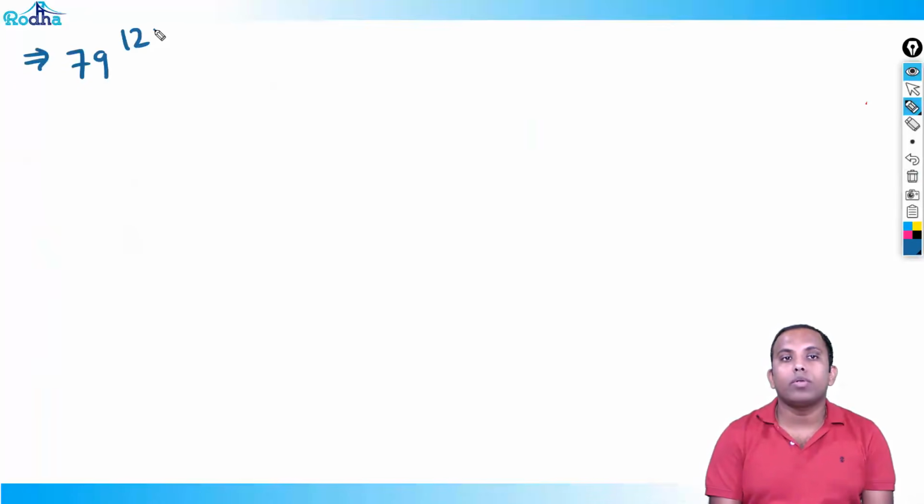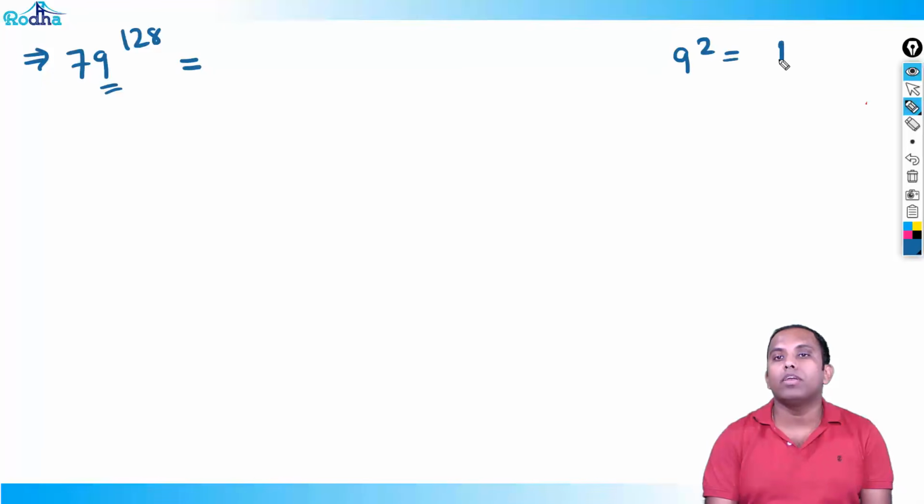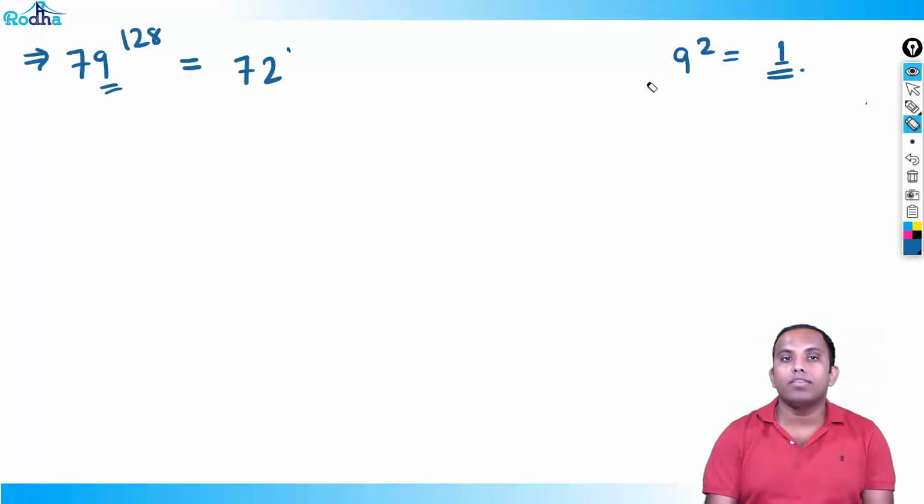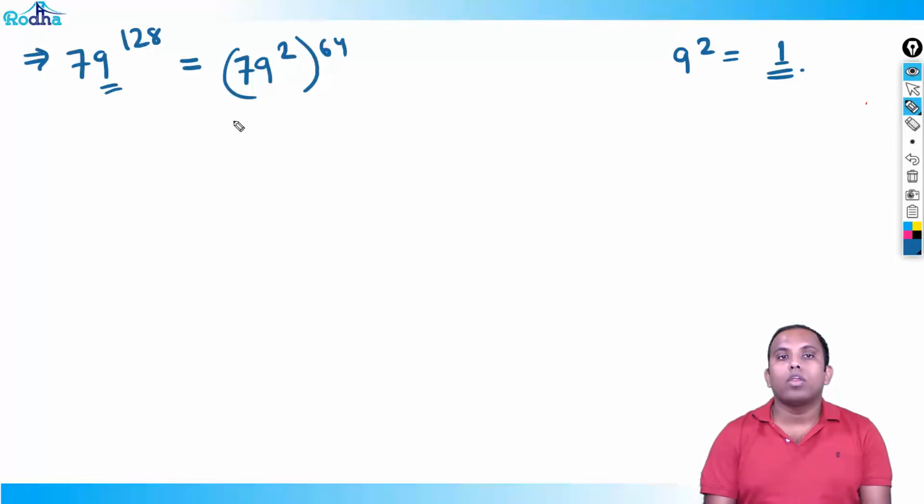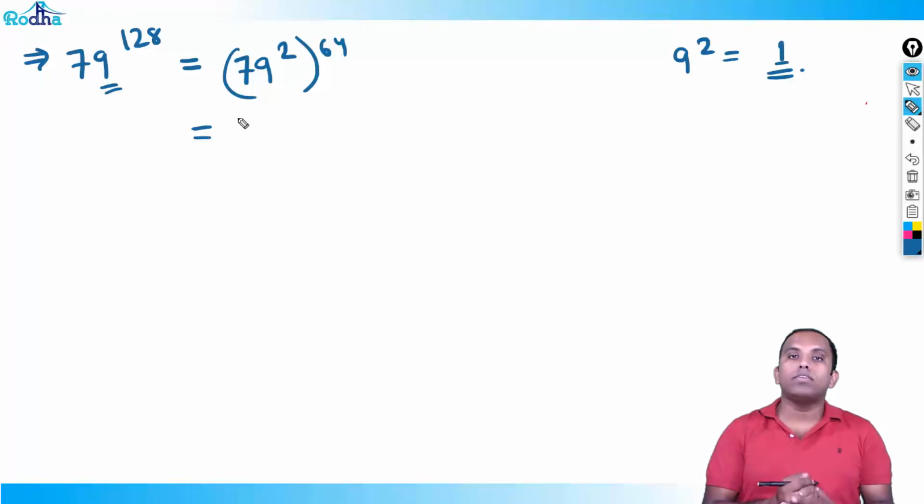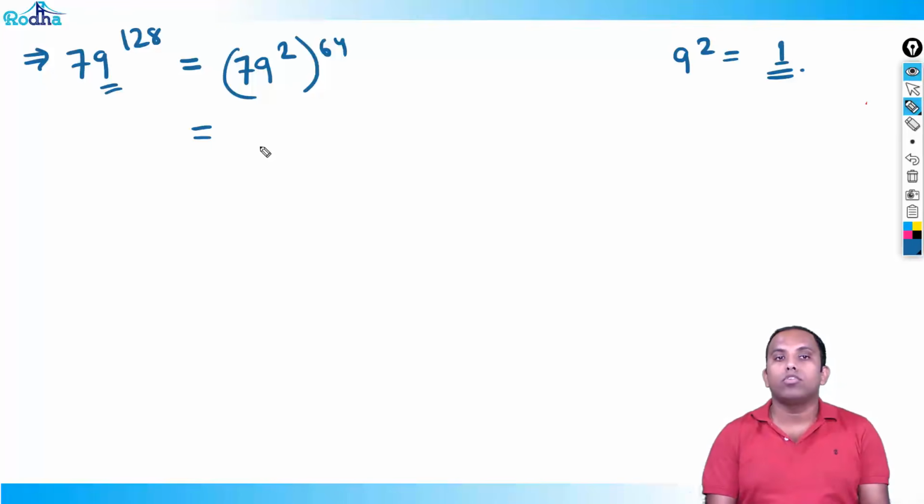Another question we'll take. 79 raised to 128. What is the last two digit? This time it is ending in 9. I know that 9 square will be ending in 1, because my aim is always to convert this number into one ending in 1. So I should write it as 79 square into 64. Notice 79 square. Its last two digit is the same as 21 square, that is the difference from 100. So its last two is the same as 21 square, that is 441, that is 41. So its last two is 41.